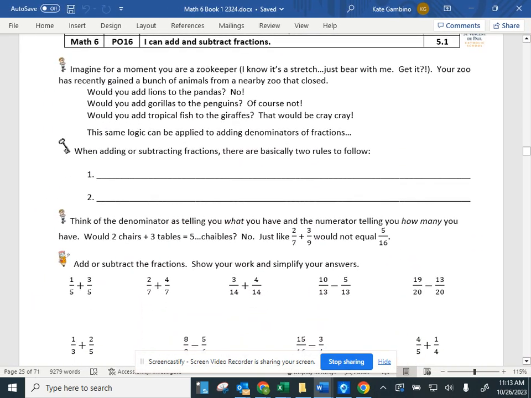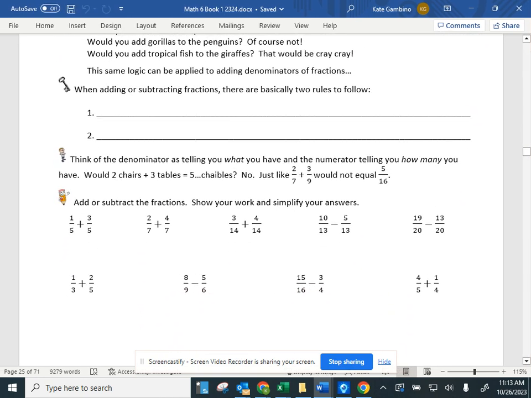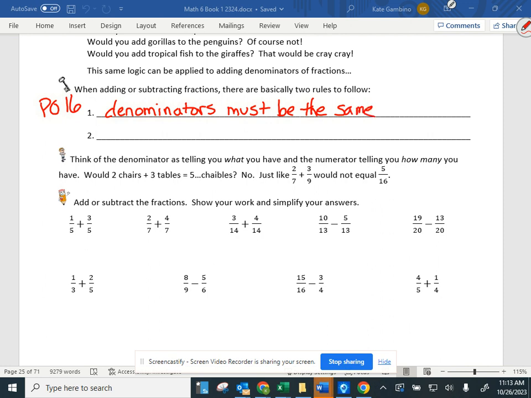PO16, I can add and subtract fractions. Big thing to remember are our rules here. So for PO16, you're going to want to write denominators must be the same. So you're going to use that scale factor, those equivalent fractions. So whatever you do to the bottom, you do to the top. If you have to multiply the bottom by 2 to get a common denominator, you must multiply the numerator by 2. Whatever you do to the bottom, you do to the top.